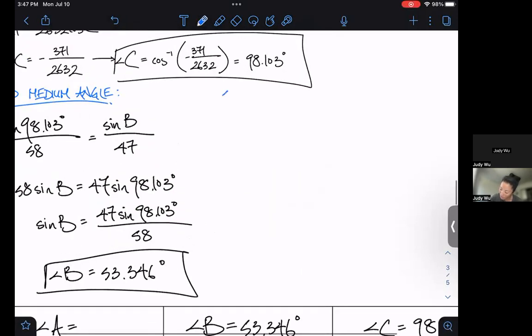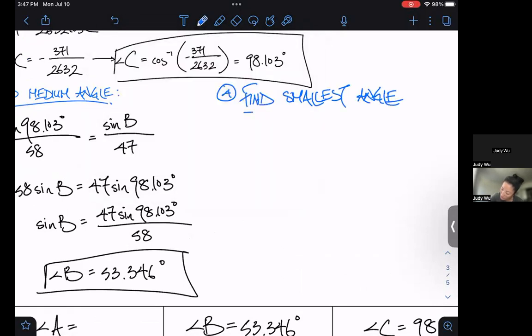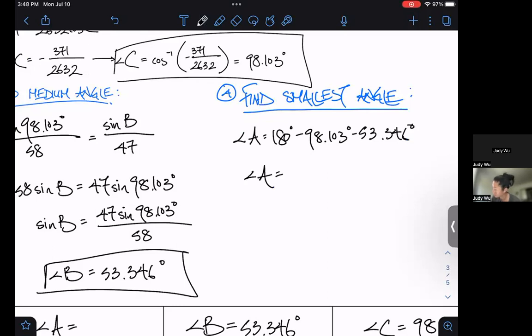Last step, we find the smallest angle. We're going to find the smallest angle by subtracting all the other angles from 180. So angle A is 180 minus 98.103 minus 53.346. And that gives us, let's see, 28.551 degrees.